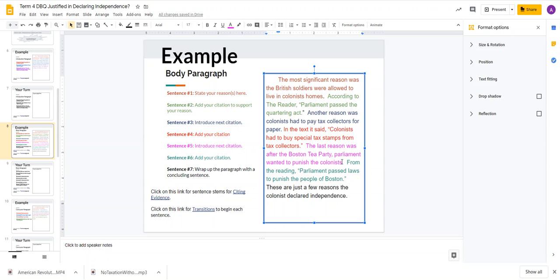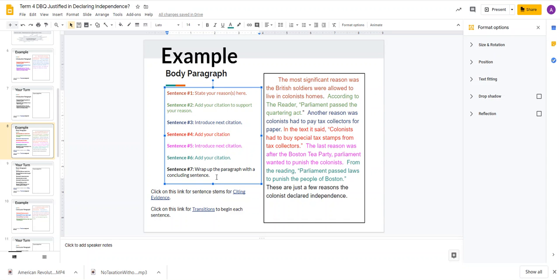That's my reason. Now I need to add my citation for that. I've got a reason with a citation to support it. Make sure that the citation aligns with your reason. Don't say the last reason was after the Boston Tea Party, Parliament wanted to punish colonists, and then give me a citation about the Boston Massacre. That wouldn't make any sense. So my last citation is, from the reading, Parliament passed laws to punish the people of Boston.